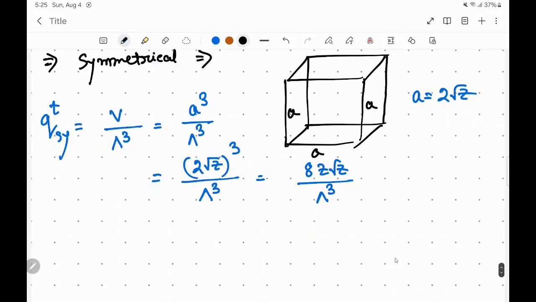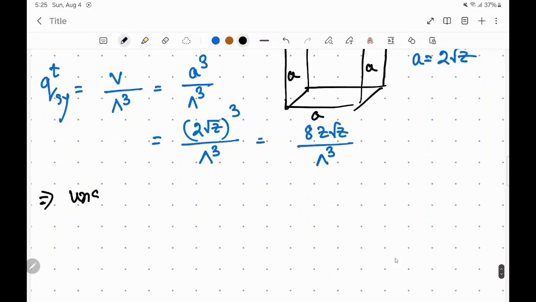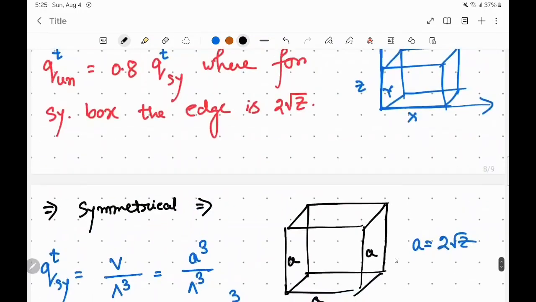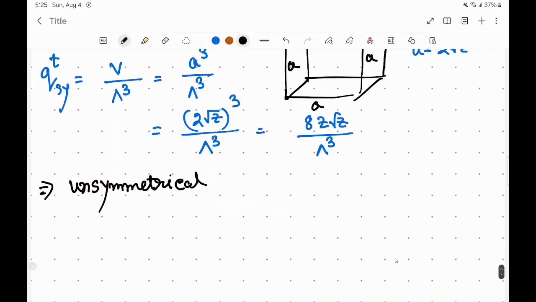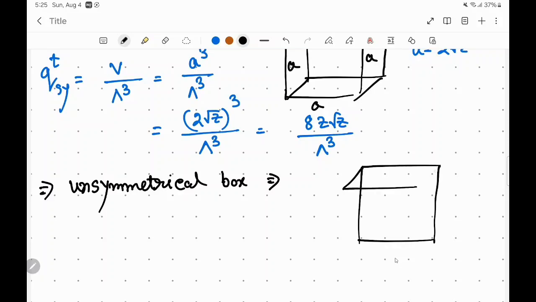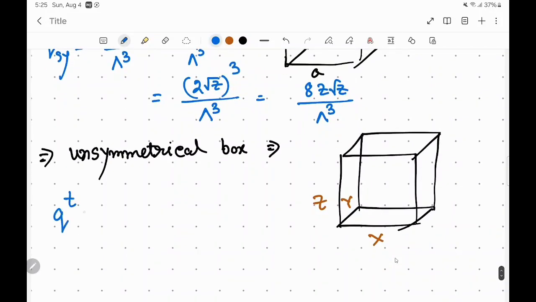Now for asymmetric box or unsymmetrical box, whatever you want to write. It is always 2 root z. No, here it is mentioned now. Age is mentioned here, 2 root z in the question. So for unsymmetrical box, here the edges are not the same. X, Y, Z you have to consider. That is already given in the question. So here X, here Z, Y. So here the Q will be Q translational unsymmetrical.